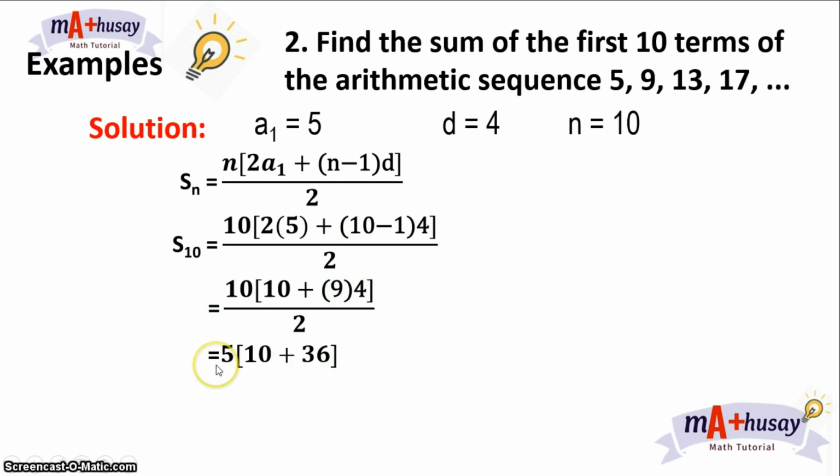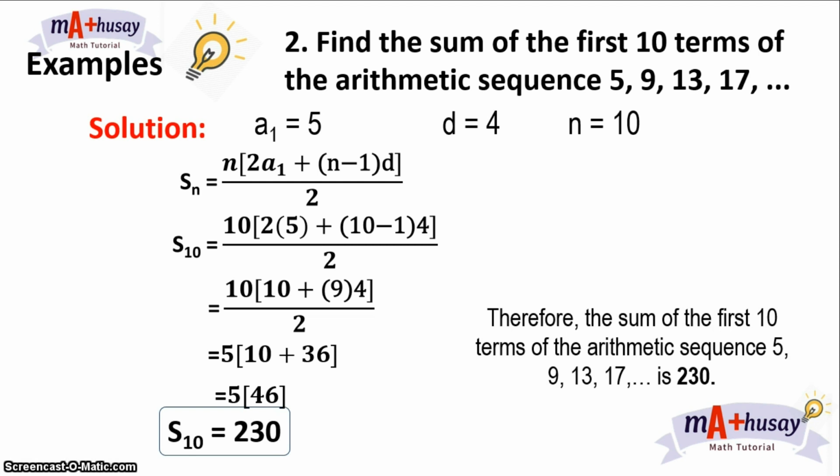Now, we have 5 here. We have taken this by dividing 10 by 2. So now we add 10 plus 36, which gives you 46. And then you multiply it with 5, which gives you 230. So therefore, the sum of the first 10 terms of the arithmetic sequence 5, 9, 13, 17 is 230. Again, we use the second formula because you don't know the last term.